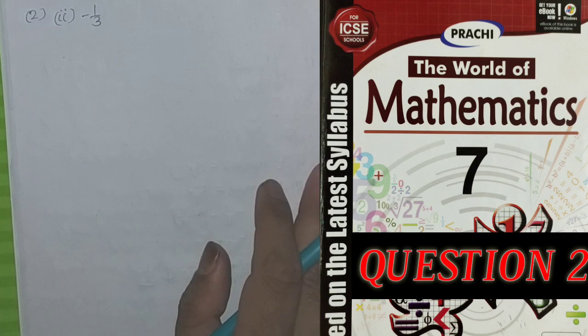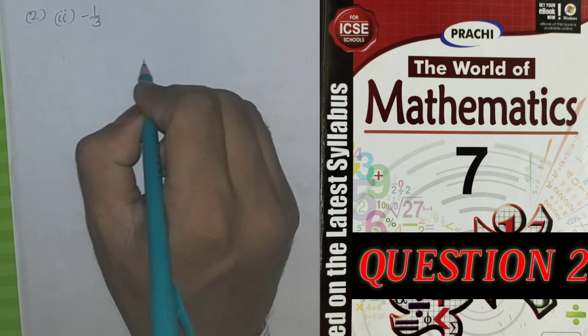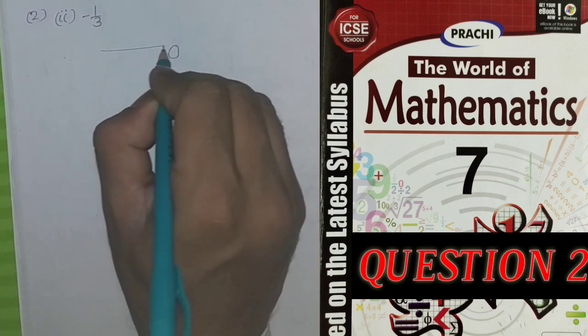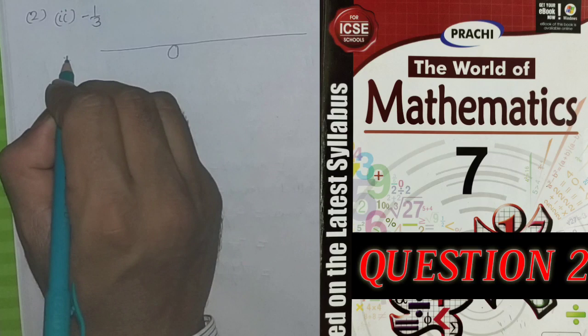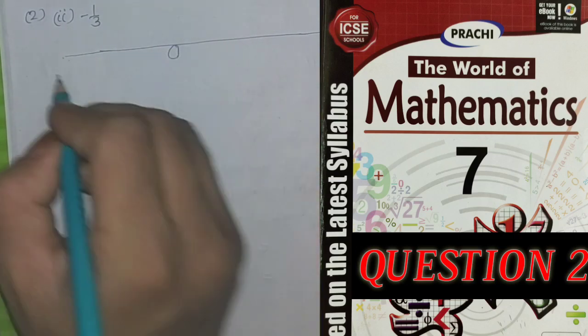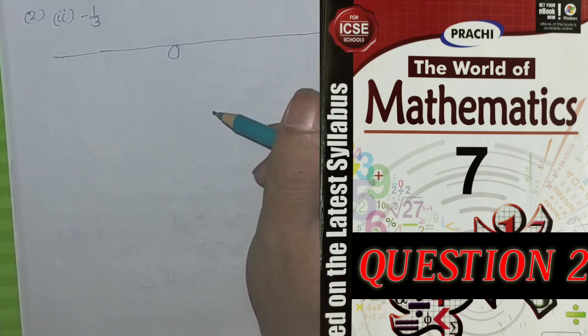We have to represent minus 1 by 3 on a number line. Okay, in the same way we will draw a number line. First, this one is a number line. The right side of the number line will represent positive, and the left side will be represented with a negative sign.